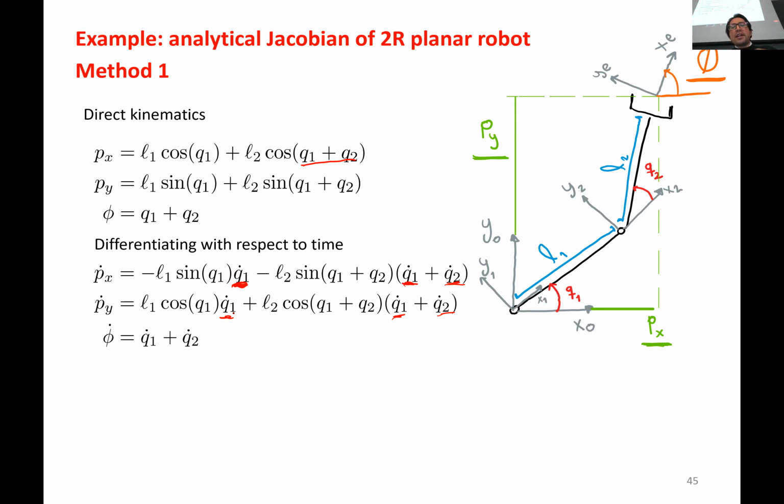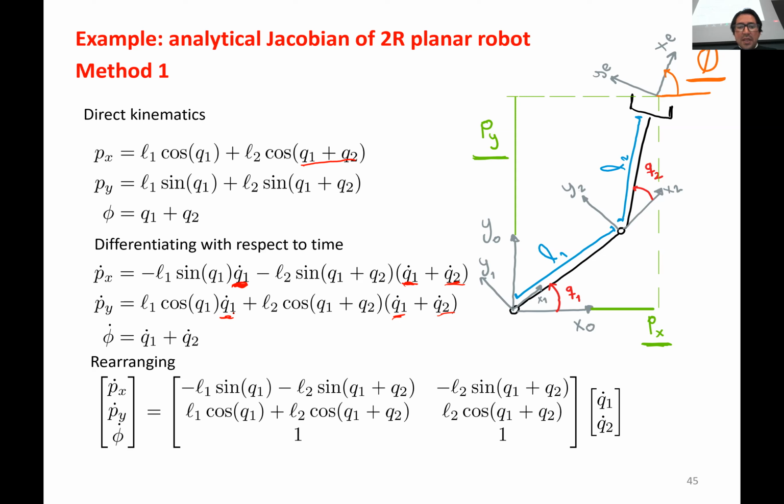You can organize them in a vector very easily, and you get a very nice matrix multiplication because they are not included inside of the sines and the cosines. So in the end, we can rearrange this in this way, and this is q dot. What we end up with in the matrix on the right hand side of the equation is actually the analytical Jacobian.